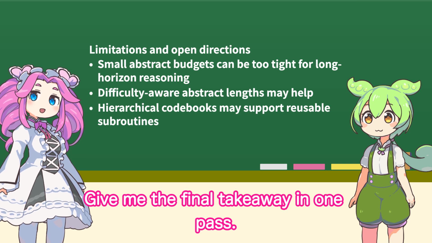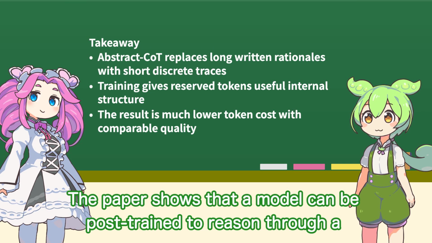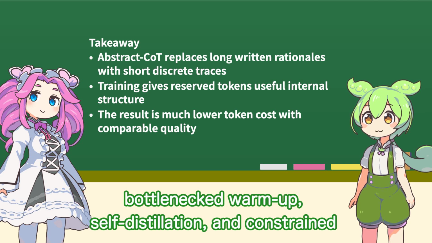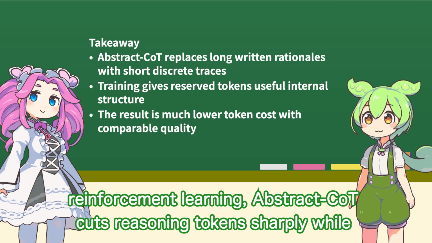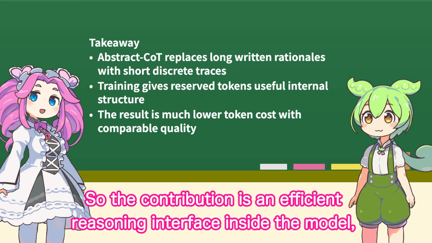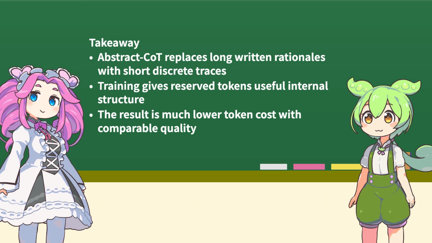Give me the final takeaway in one pass. The paper shows that a model can be post-trained to reason through a short discrete abstract trace instead of a long written rationale, with bottlenecked warm-up, self-distillation, and constrained reinforcement learning. Abstract CoT cuts reasoning tokens sharply while staying competitive on several reasoning benchmarks. So the contribution is an efficient reasoning interface inside the model, not just a shorter transcript. Exactly.